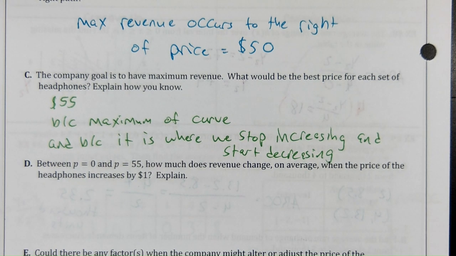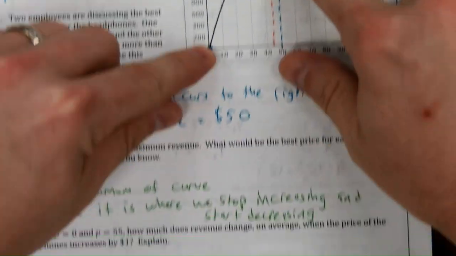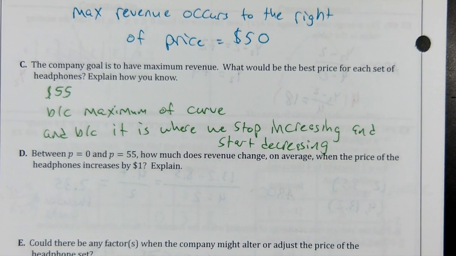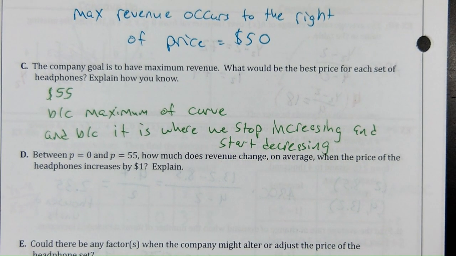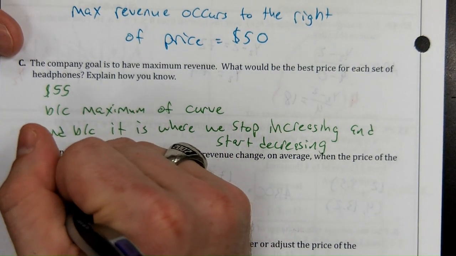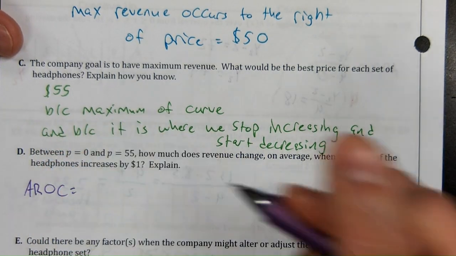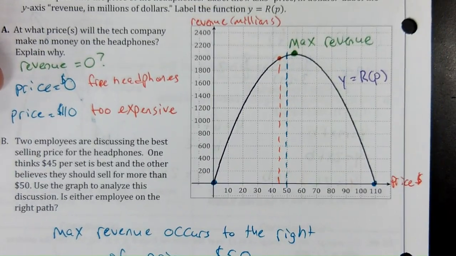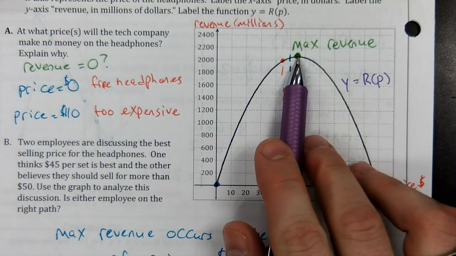Part D. Between a price of 0 and a price of 55, so from here to here, how does revenue change on average when the price of the headphones increases by $1? Literally, what is the average rate of change? Y2? Well, we're going to have to guess Y2. Where do you want to say that is about?